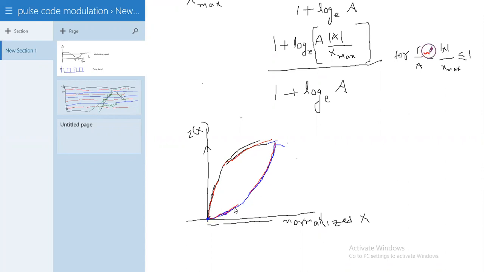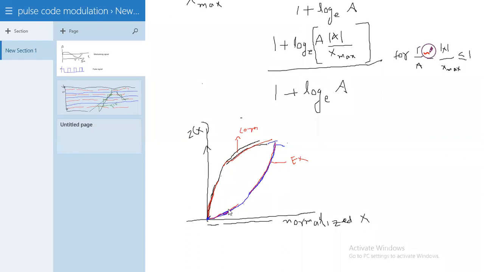So this is a compressor characteristics. So this is an expander characteristics. These are the expander characteristics. So compressor takes place at the transmitter section, and the expander takes place at the receiver section.